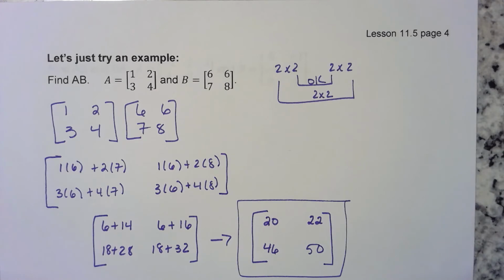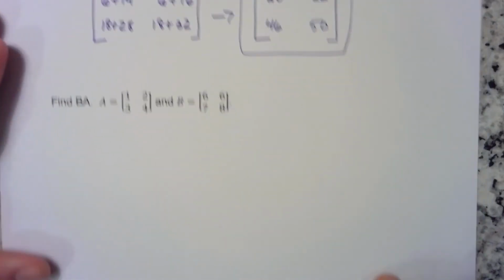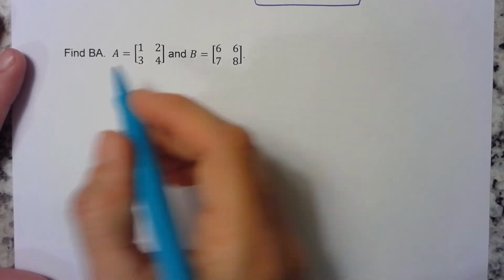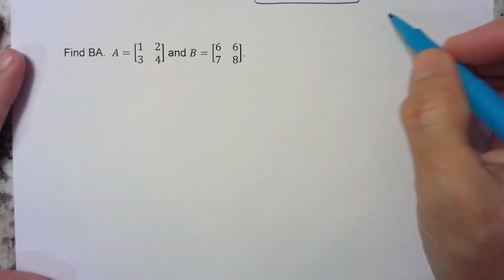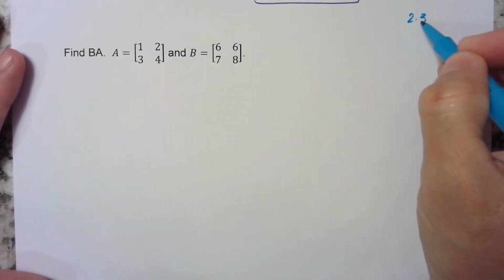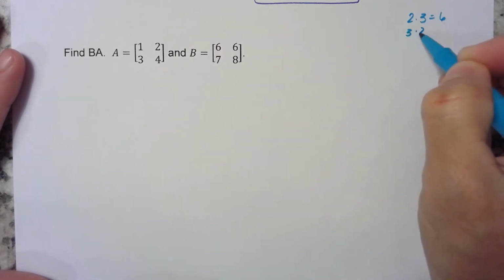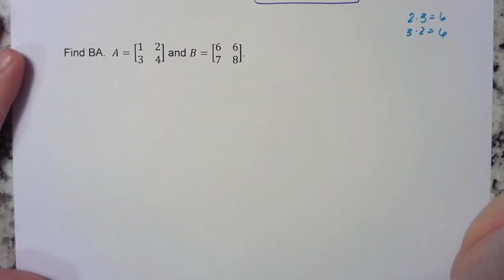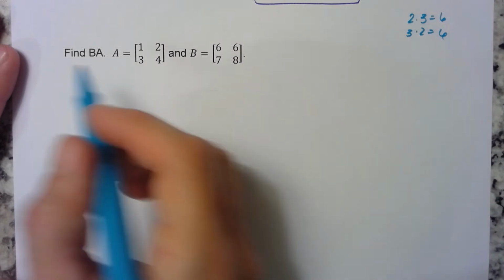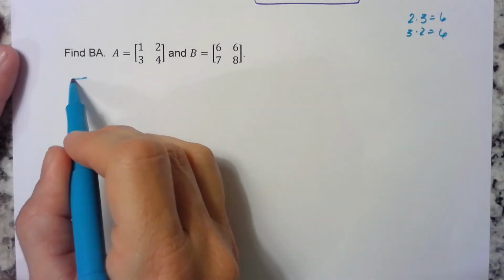So what if we take those same two matrices, but we multiply them in the opposite direction? What if we multiply B times A instead of A times B? Whenever you have multiplication, it's usually commutative. 2 times 3 is 6, and 3 times 2 is 6, right? So we would think that multiplication of matrices is commutative. Well, let's see.